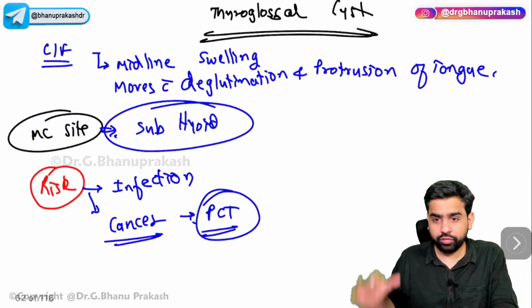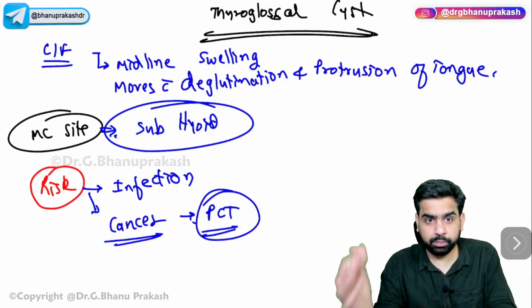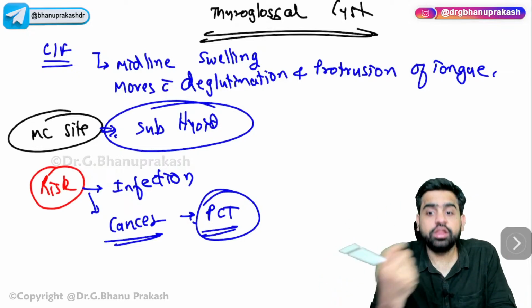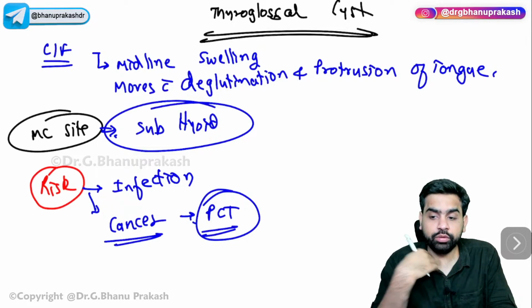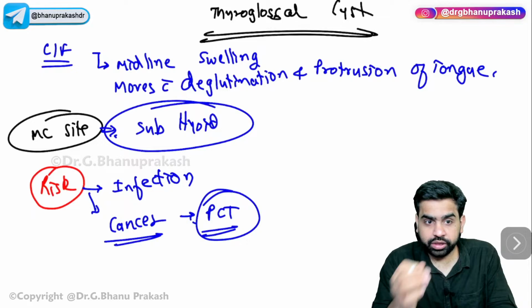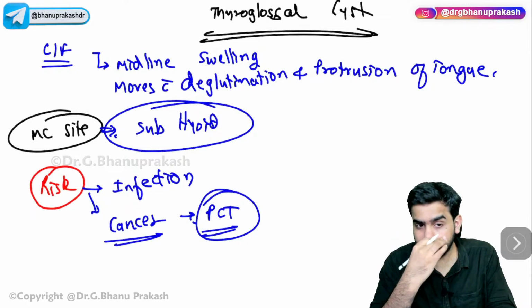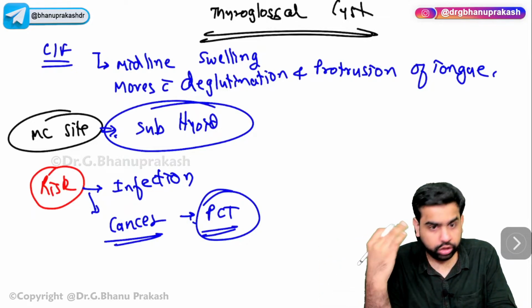Okay, so I'll quickly revise this because for FMG this is absolutely important. Thyroglossal cyst is a midline swelling which moves with deglutition and the protrusion of the tongue. The most common site is the subhyoid. The risk with this is that it can land up in infection or cancer.